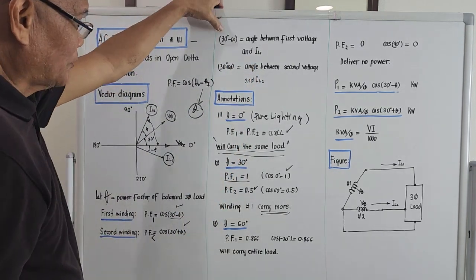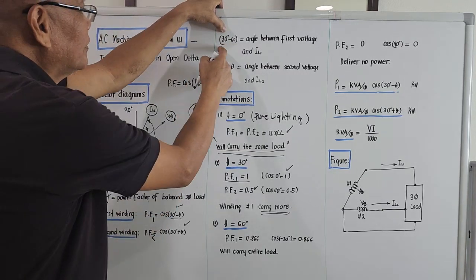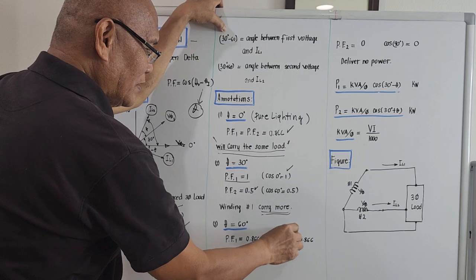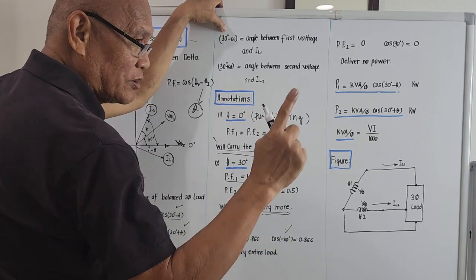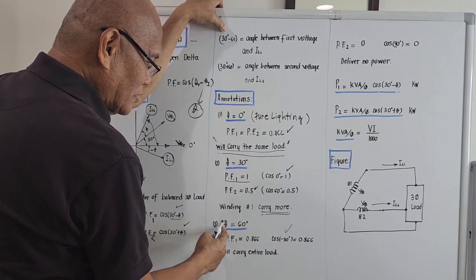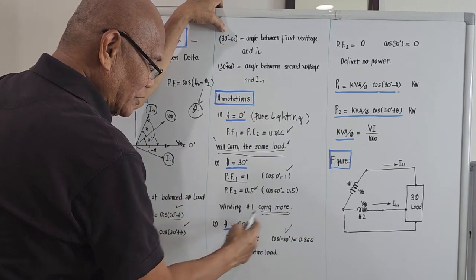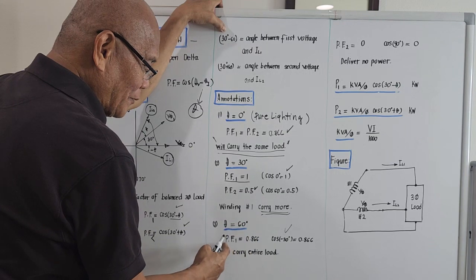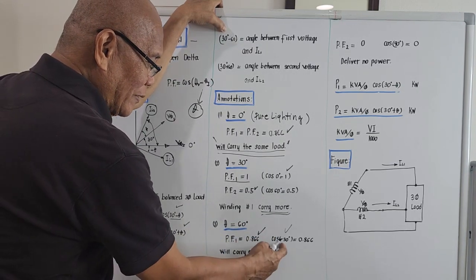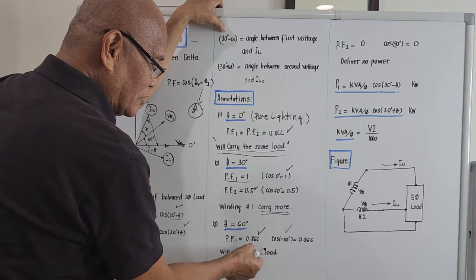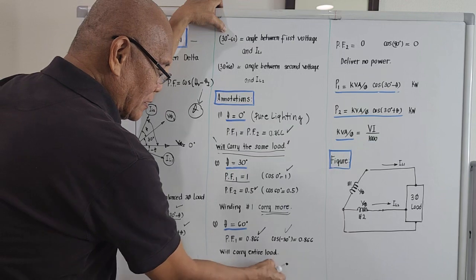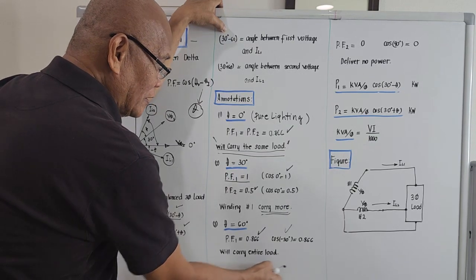Okay, let's try to compute for power factor number 1. 30 minus 60 will be minus 30, right? And the cosine of minus 30 is still a positive thing, it is 0.866. So when theta is 60 degrees, power factor number 1 will be 0.866. The cosine of a negative angle is still positive. And when this occurs, it will carry the entire load. How come it will carry the entire load?